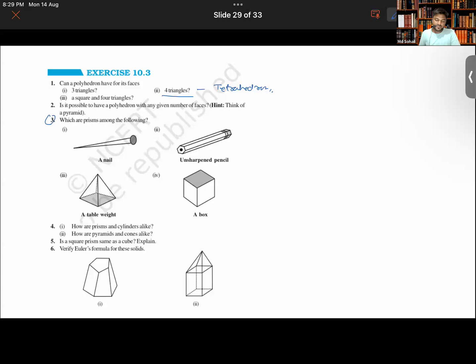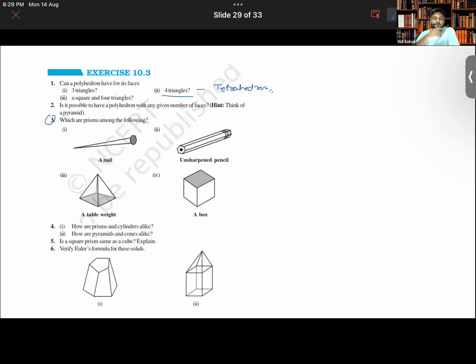Question number 3. Which are prisms among the following? An unsharpened pencil. That is a prism, yes. Good. A nail? No, the nail is not a prism here, because a prism does not have a curved surface.